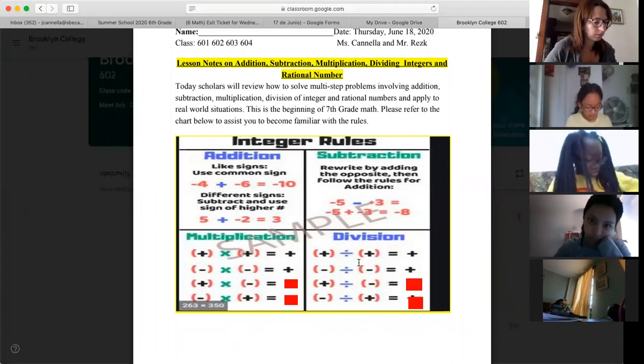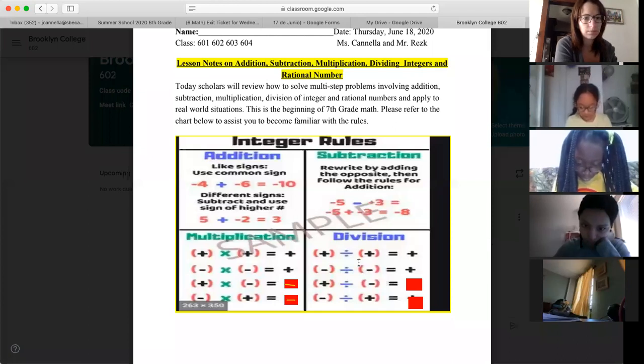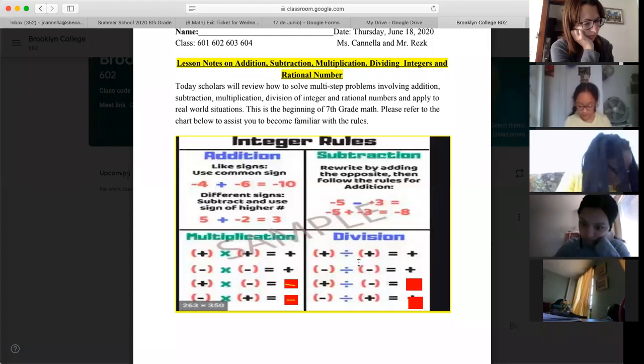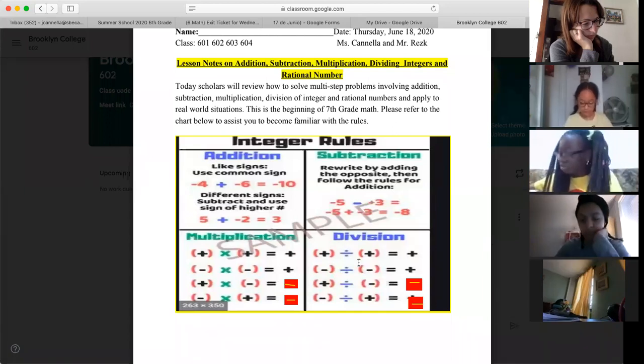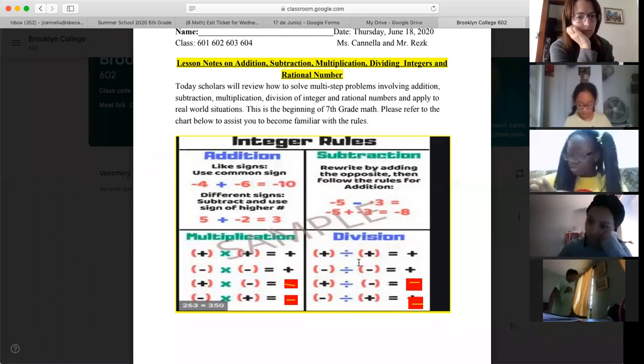Addition. Like signs, use common signs. -4 plus -6 equals -10. Different signs, subtract and use the sign of the higher number. 5 plus -2 equals 3. Subtraction. Rewrite by adding the opposite, then follow the rules for addition. -5 minus +3 equals -5 plus -3 equals -8.